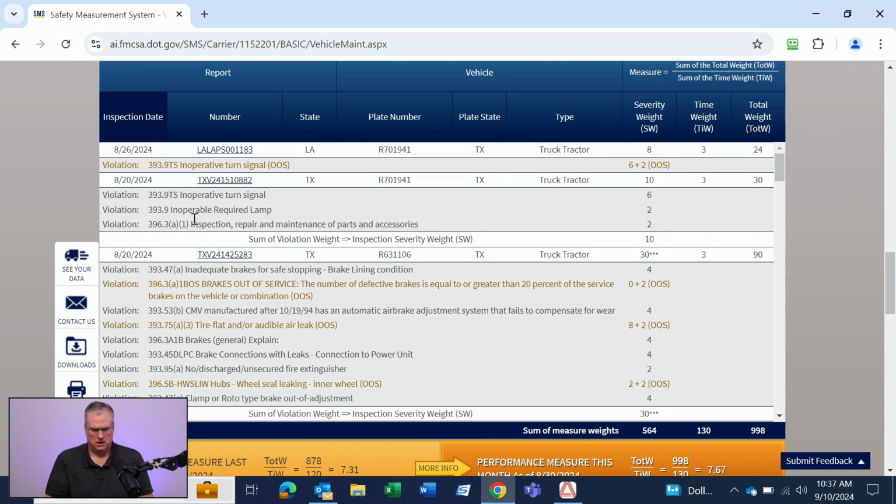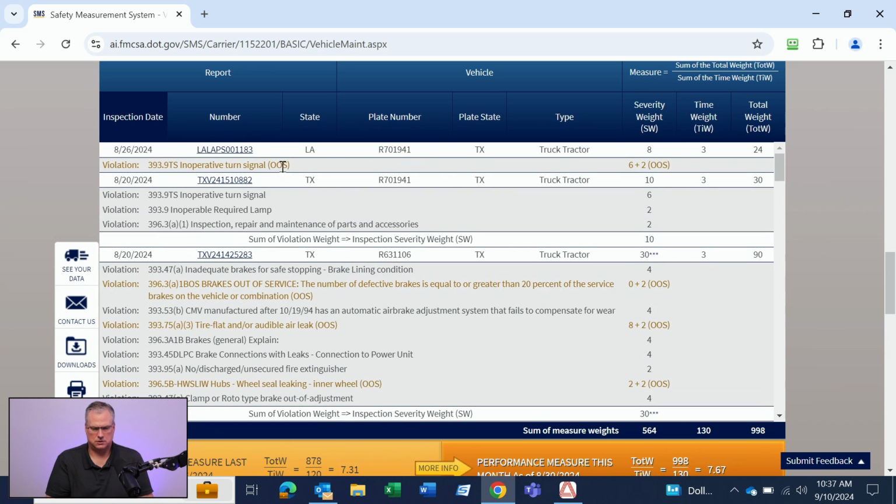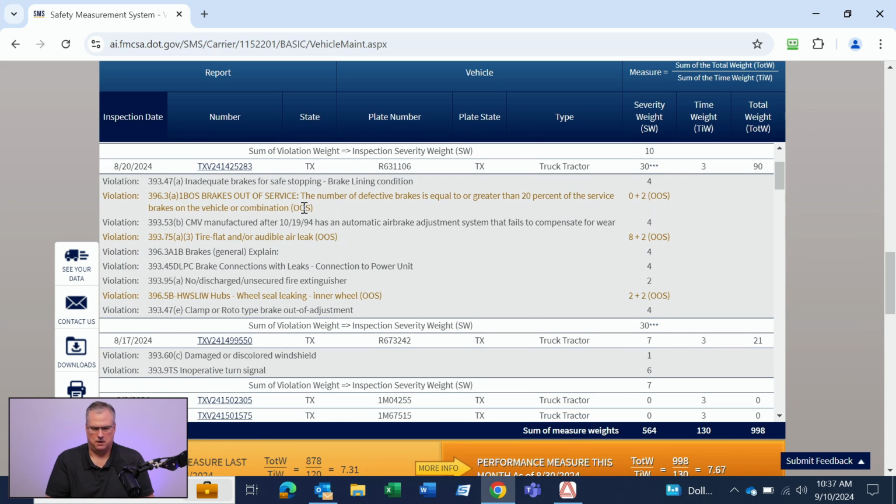Also, you'll see here one of the biggest out of services is not just turn signals that are not operating correctly, but brakes that are out of service. And there's various reasons for brakes to put you out of service. It can be an air leak. It can be a chafed brake line. It can be too much wear on the brake itself.